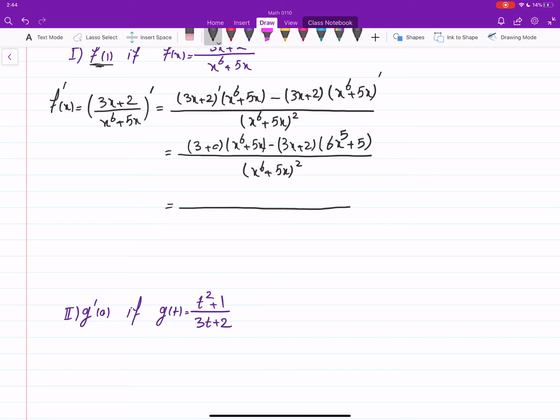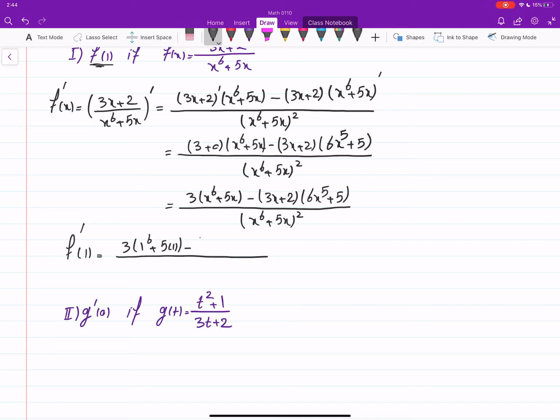Okay, so we have everything ready: 3 times x^6 plus 5x, minus 3x plus 2 times 6x^5 plus 5, over x^6 plus 5x squared. Now f prime at 1 is 3 times 1 to the power 6 plus 5 times 1, minus 3 times 1 plus 2 times 6 times 1 to the power 5 plus 5, over 1 to the power 6 plus 5 times 1, squared.